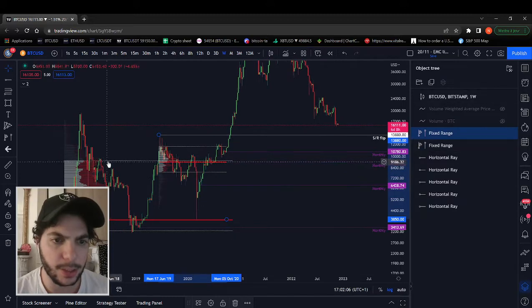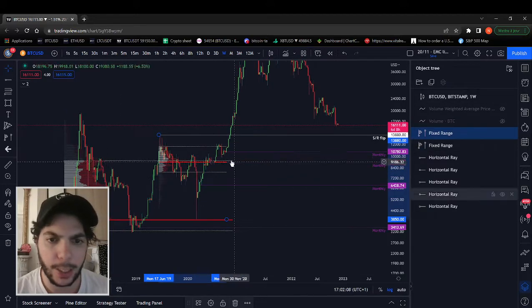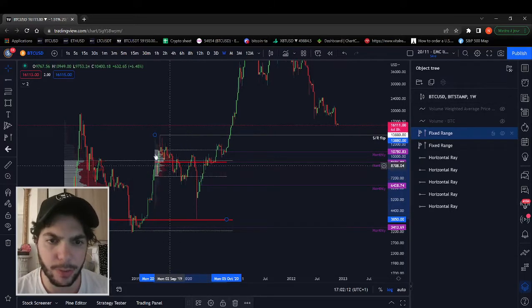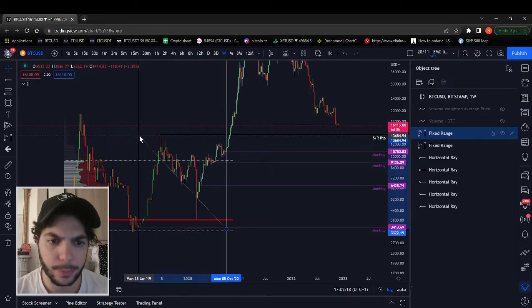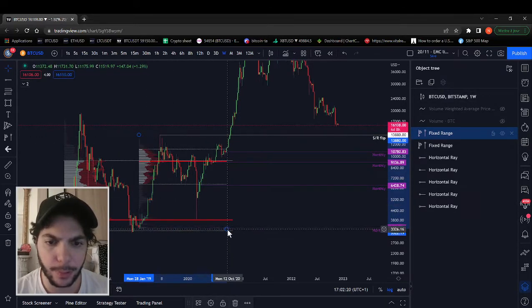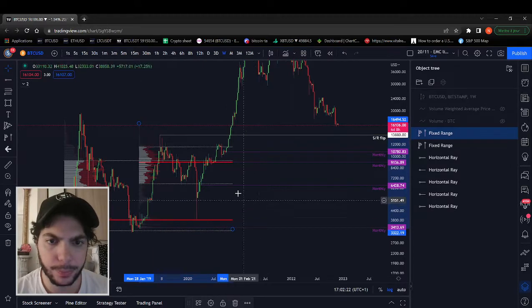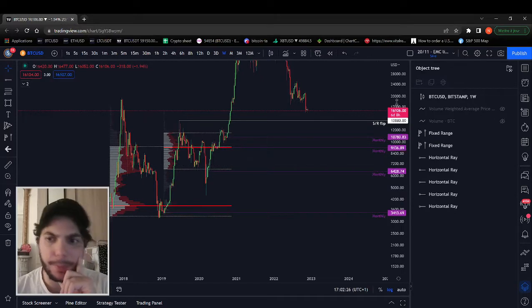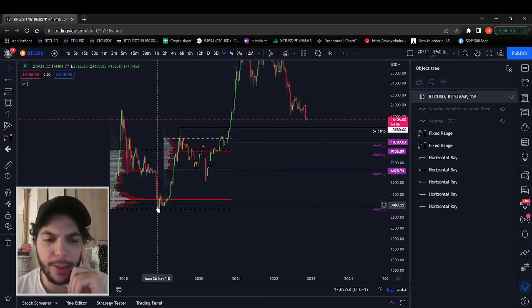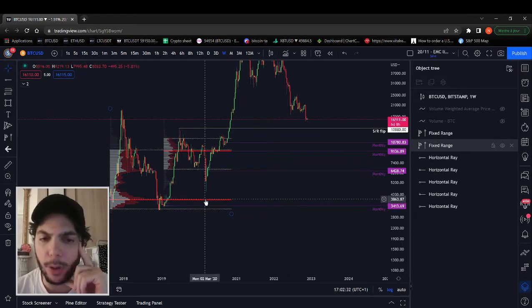Okay, you see this node here, this volume node. Here it's actually the point of control of the whole area. So that's interesting. If we go from here, okay. If we go here, okay. So what you see right there, this is the COVID low.